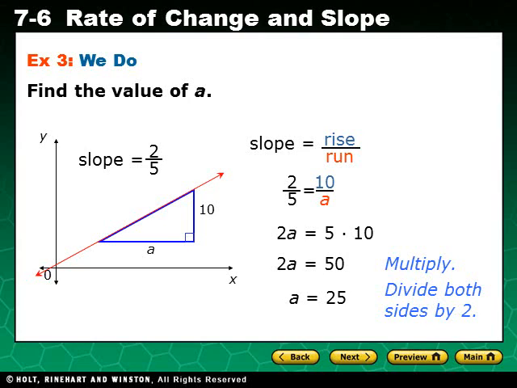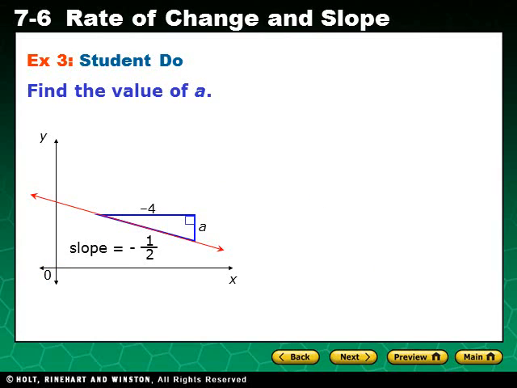Let's do one more. Let's do this one on your own. Example 3. Find the value of a. The slope is negative 1/2. The rise is a, and the run is negative 4. I'll get you started. Slope equals rise over the run. So we'll do negative 1/2 equals a over negative 4. Find out what a is.